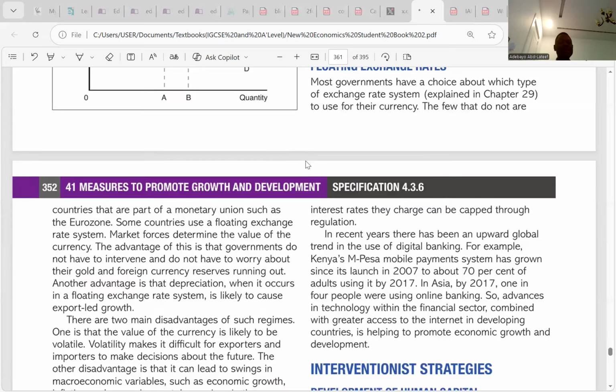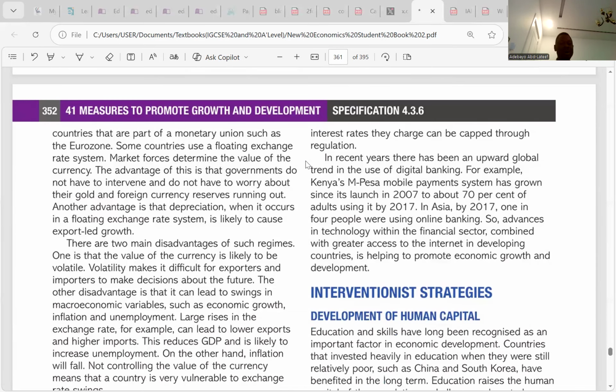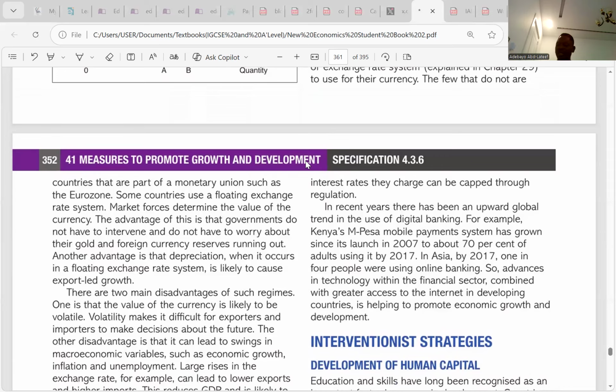So the first advantage about the floating exchange rate system is that the exchange rate is determined by the demand for and supply, which is the market forces of demand and supply. And it is beneficial to the government of the country because the government does not need to get involved. It simply means the government does not have to worry about its foreign exchange reserve or its gold reserve because it's not going to be part of what happens in the market. So that's the first advantage of using floating exchange rate system.